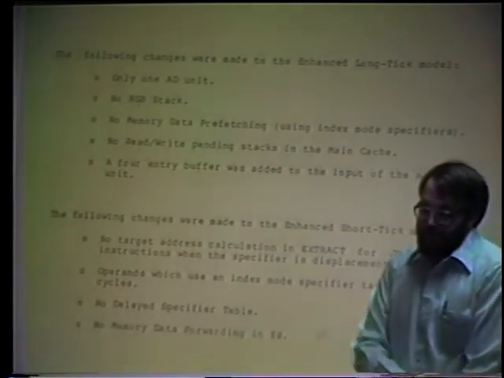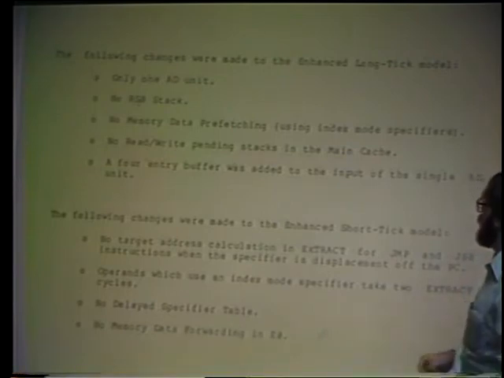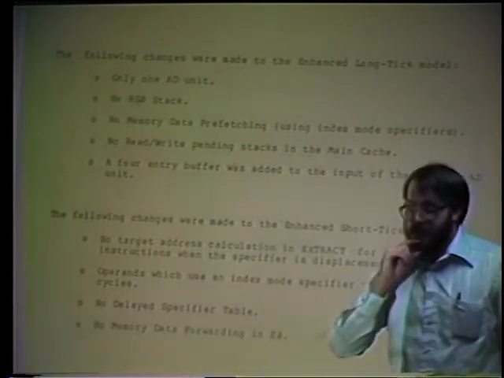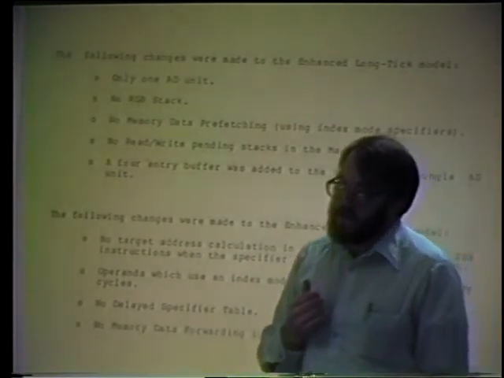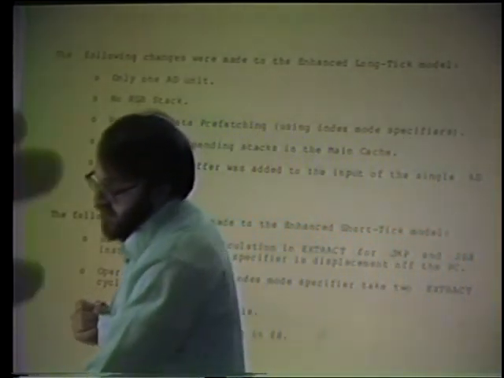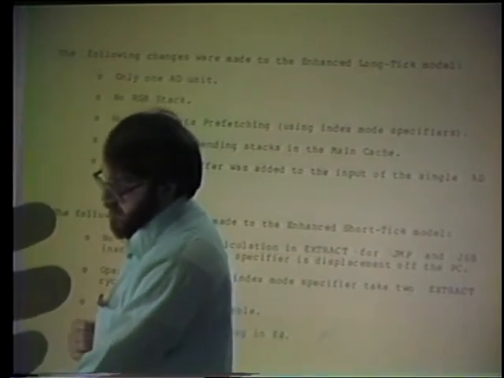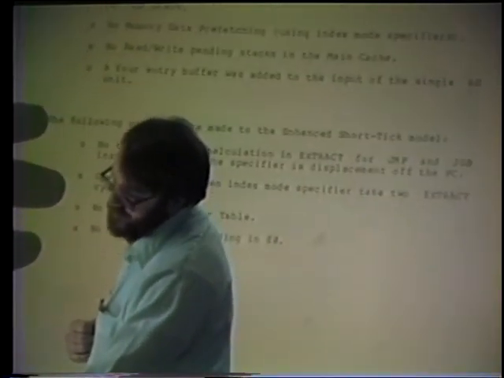There's going to be no RSP stack. There wasn't any here. No memory data prefetching, which was used only for index mode specifiers and only really helped loop code. No read-write pending stacks in the main cache. That would allow you to set aside a miss or set aside a write and let other requests move through the cache, but they'd have to be interlocked on any potential write address. And a 4-entry specifier buffer was added to the input of the address generation unit in the short-tick model because the design point model of the enhanced machine has that feature.